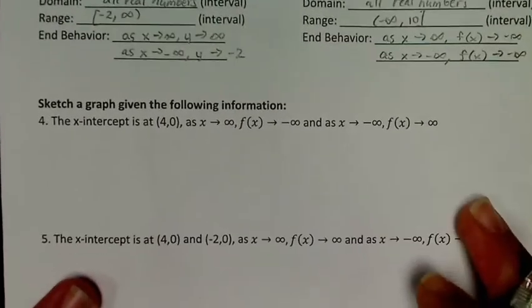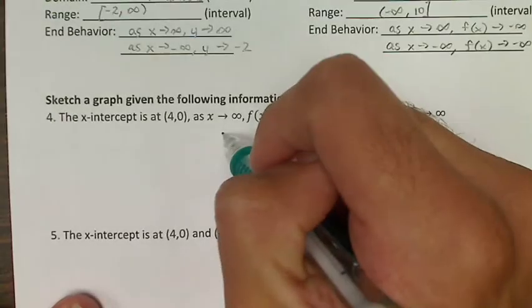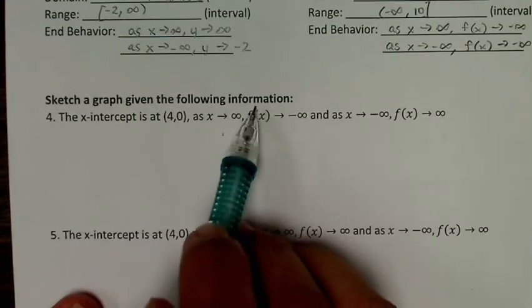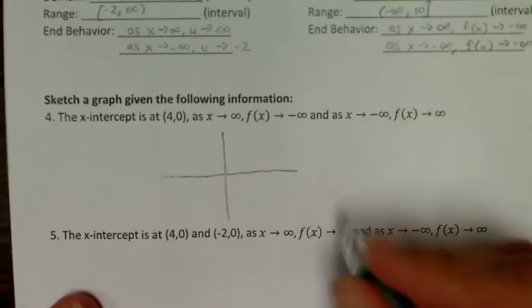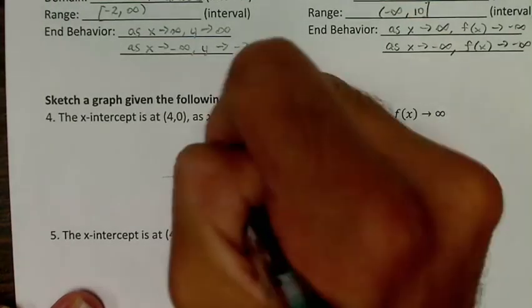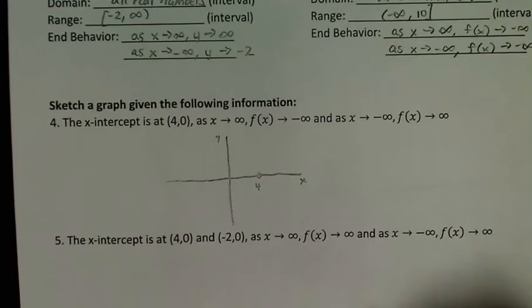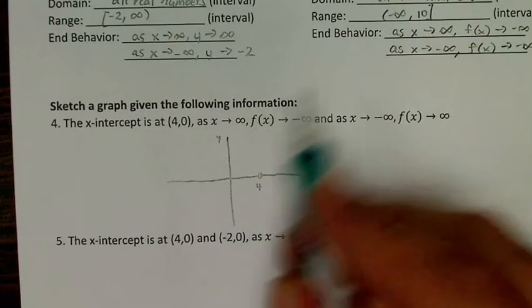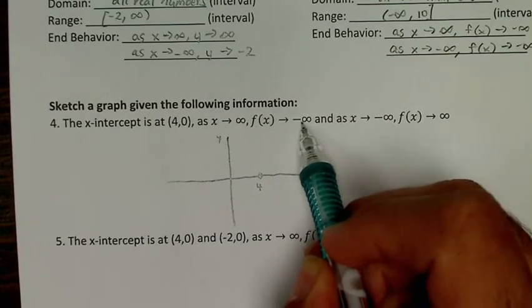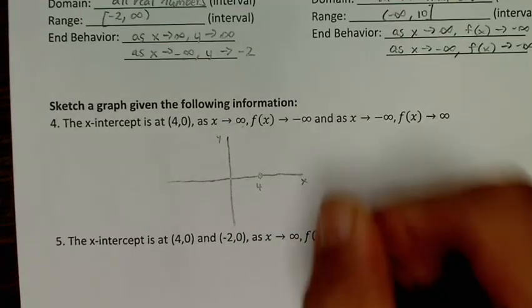Now let's do the last two questions. So it says sketch a graph given the following information. So I'm going to set up a set of xy axes. Call this x. Call this y. So it has an x-intercept at 4, 0. So I'm going to call that there. And it also says as x approaches infinity, so on the right side, f of x approaches negative infinity. So as you move to the right, the y values are going to negative infinity, so it's going down.